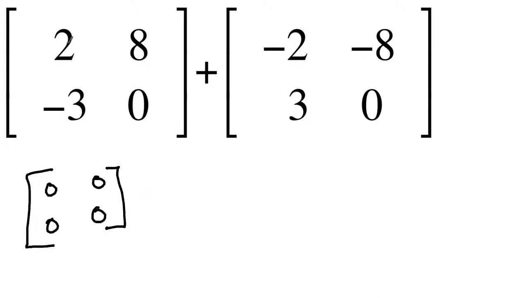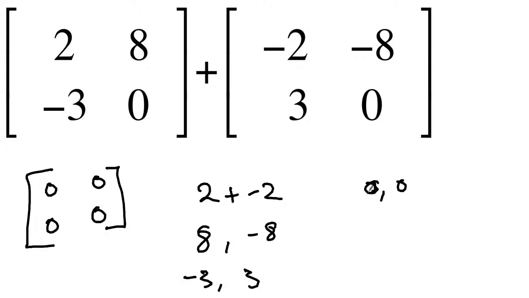Okay, so each individual element, element 1, 1, and element 1, 1 over here, that's 2 plus negative 2. These numbers, in real numbers, are opposites of each other. They're additive inverses. If that's true for every element, 8 and negative 8, negative 3 and 3, 0 and 0, all of these are additive inverses of each other, and so the entire thing is the additive inverse.